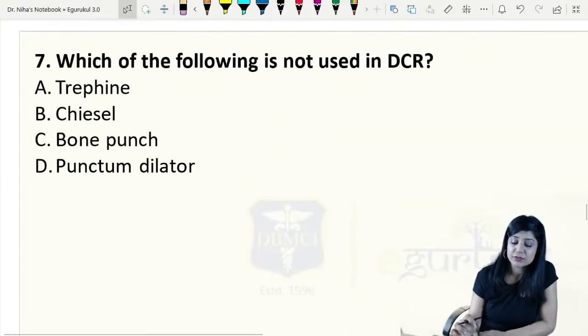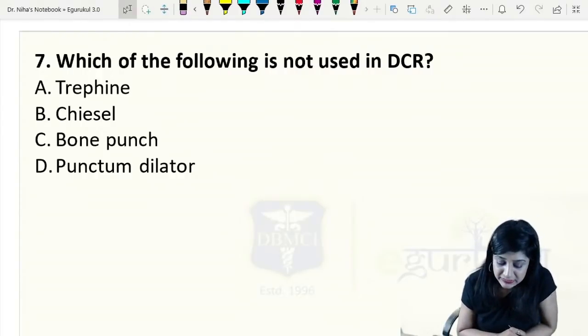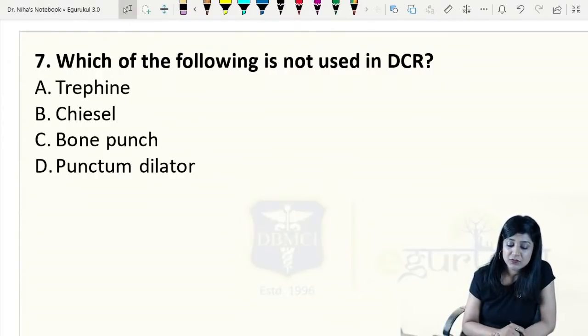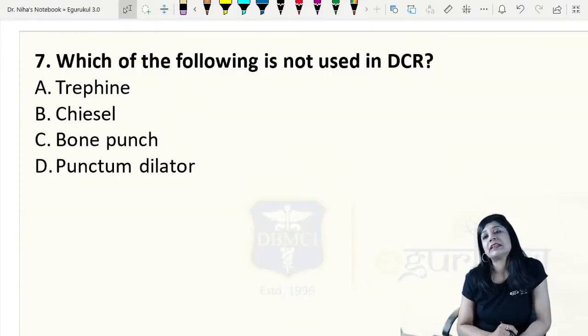Next question, which of the following is not used in the DCR surgery?